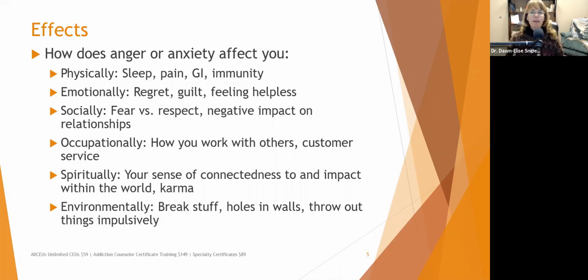Emotionally, when we are angry or anxious, people may also experience regret, guilt, feelings of hopelessness. I'm always going to feel this way. Everybody's against me, and so on, feeling very defeated.